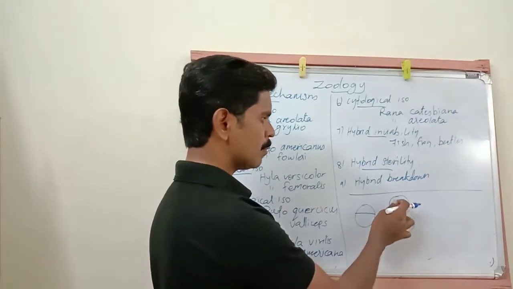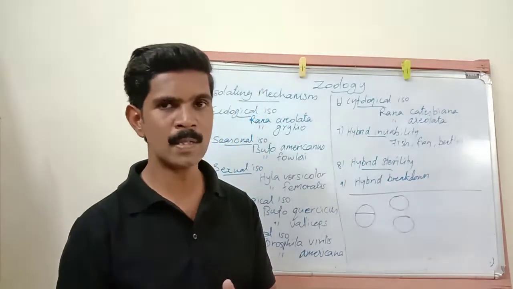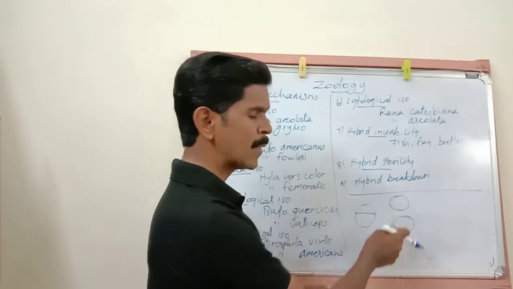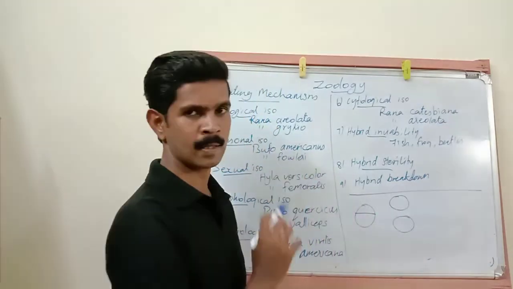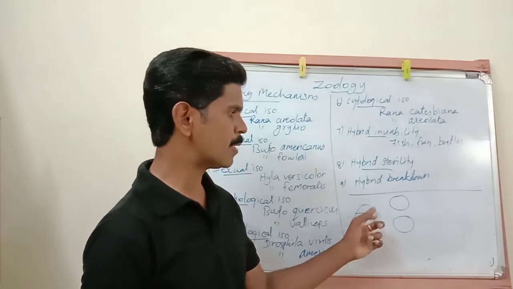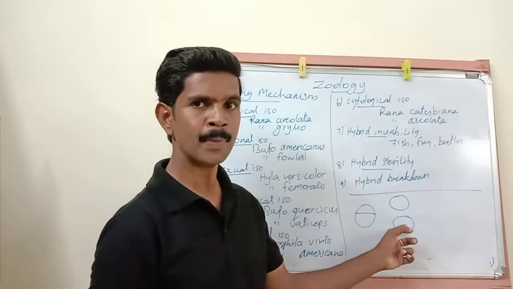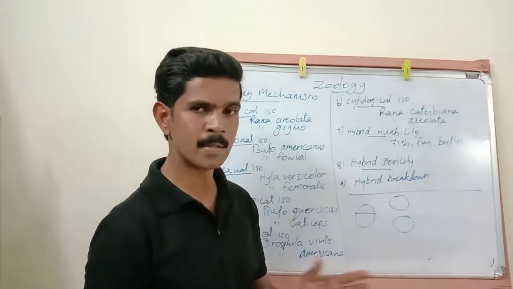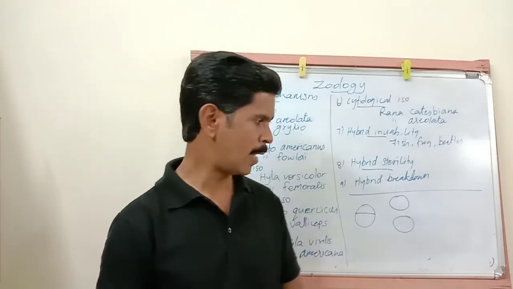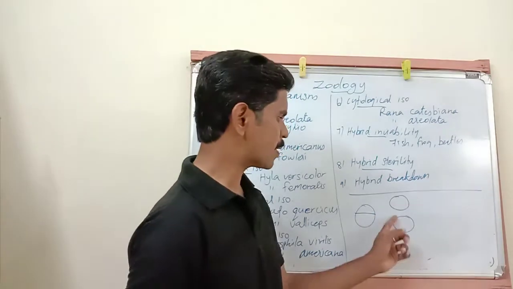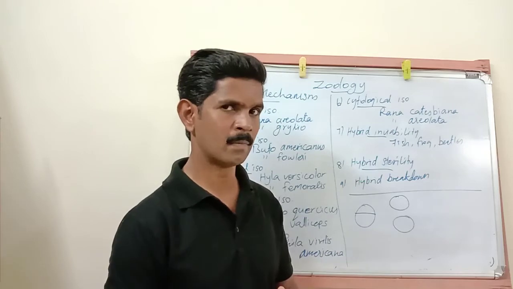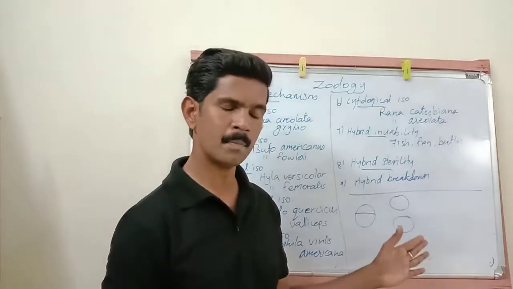So the members of these two subpopulations are closely related members, closely related species, because once upon a time the members of these two subpopulations lived together in a single population. Now the members of these two subpopulations are closely related species, and they are maintaining their genetic materials properly.